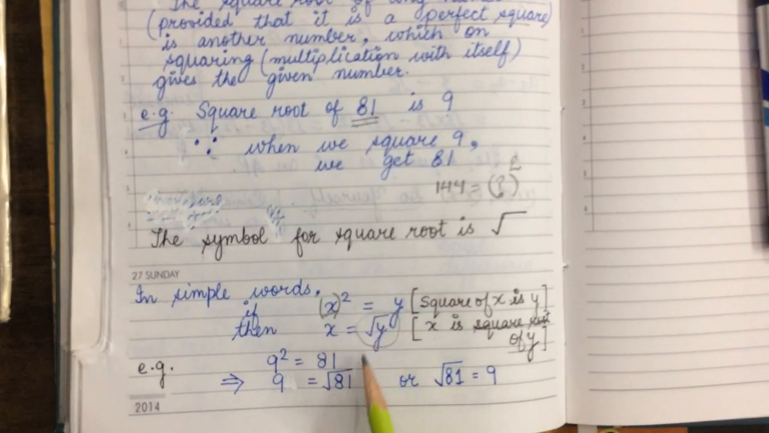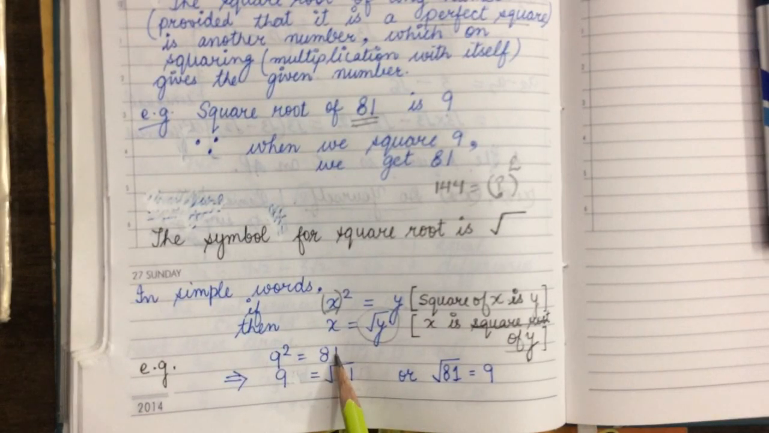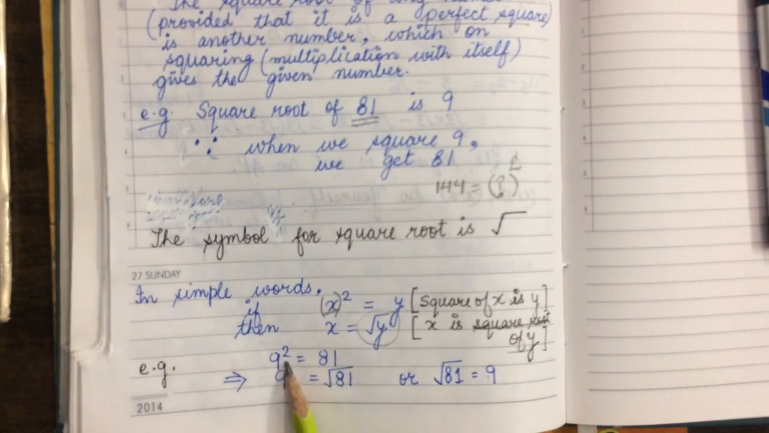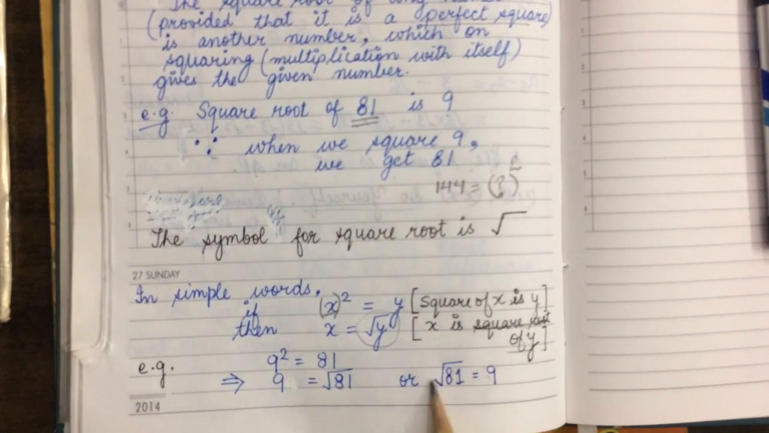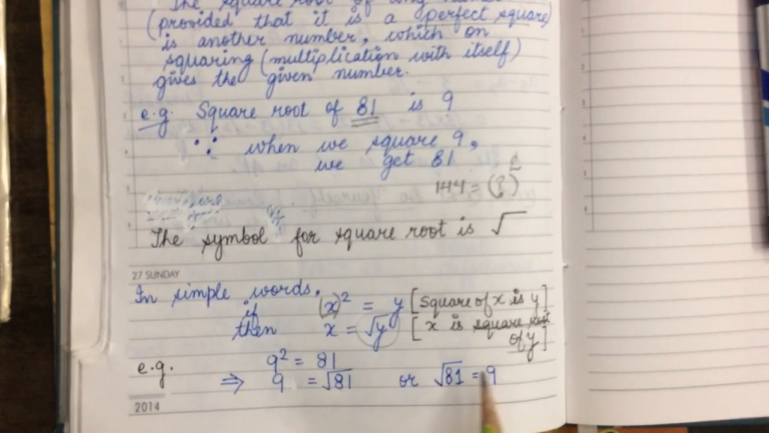Now if this doesn't make sense, this is how you can understand. 9 when squared gives 81 as the answer. So if I had to write it the other way, the square root of 81 is 9. Means where was 81 generated from? Which number on squaring gave you 81? And that number is 9. So this is what I have written. Square root of 81 is the number which on squaring gave you 81. And this is how we write down.